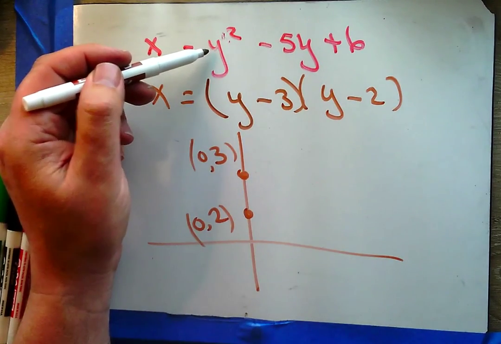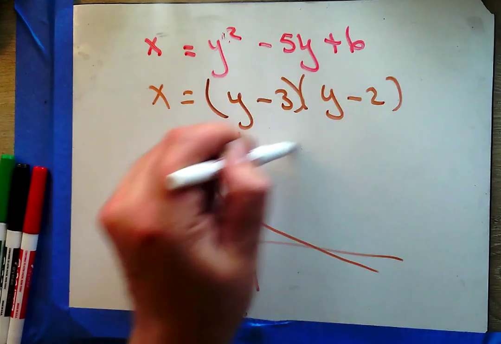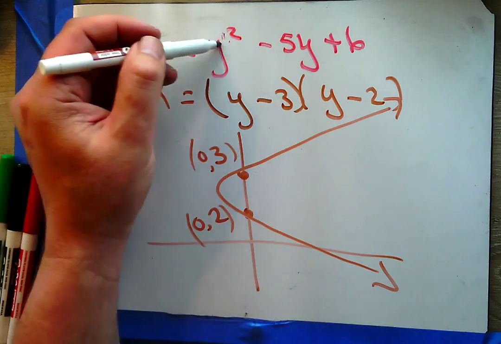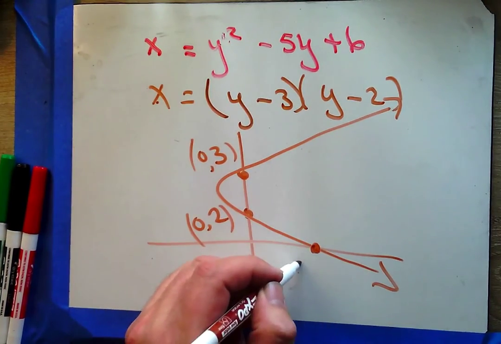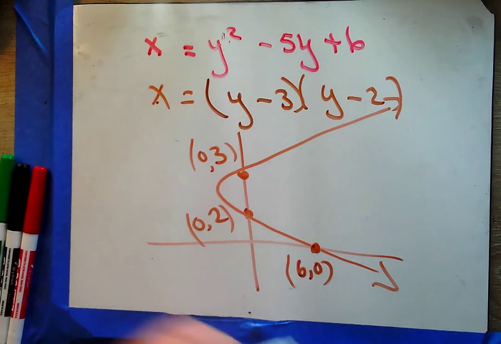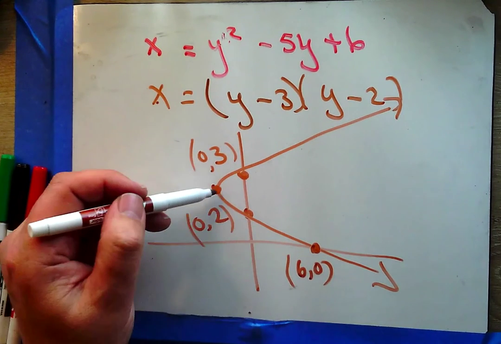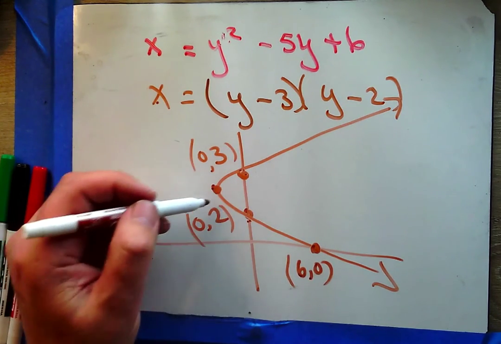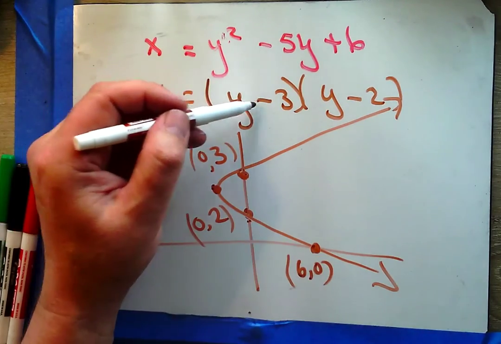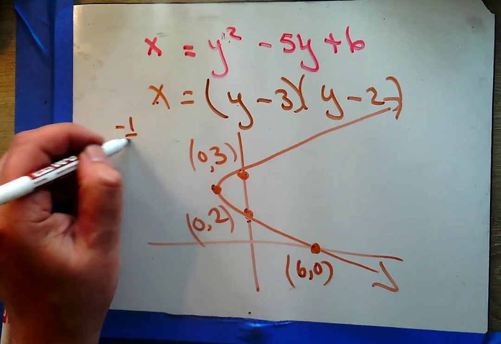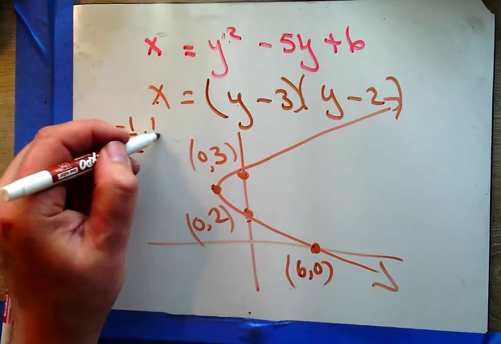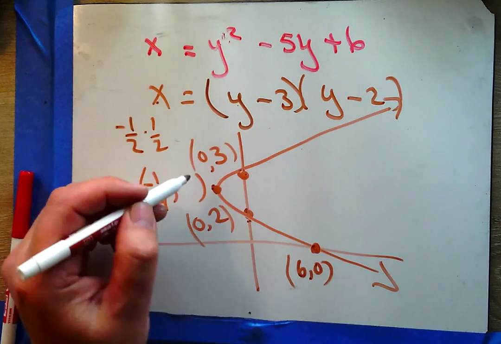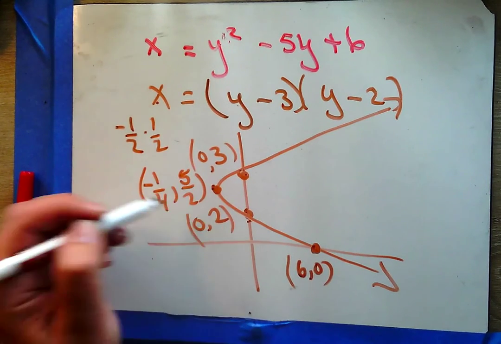I see it's a positive y squared, so we're going to go this way. And if I wanted to find an x-intercept, remember I just plug in a 0 for y. So this is 6, 0 over here. Now, where's this point? Well, I know that the vertex is always halfway between these intercepts. So the y value would be 2.5. 2.5 minus 3 is -0.5, 2.5 minus 2 is +0.5, and so I get -1/4 there. So -1/4 is the x, and the y value is 2.5.